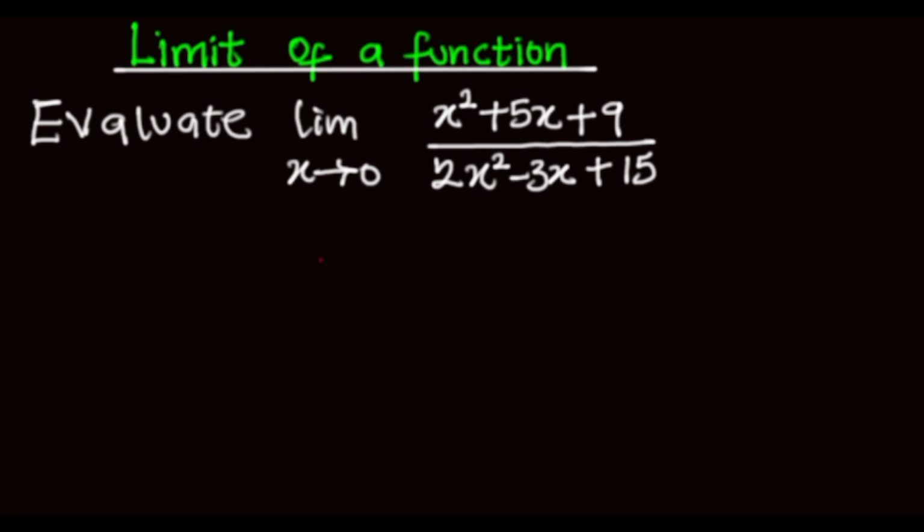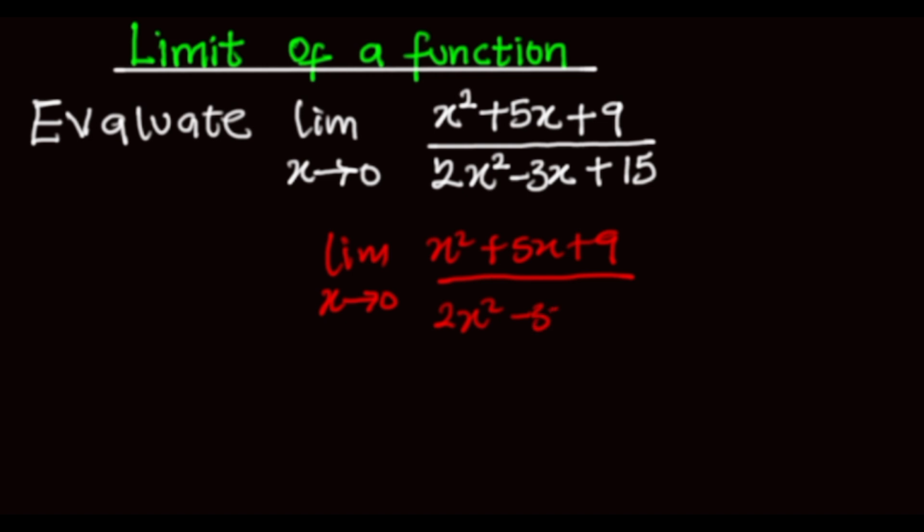So from the limit rule, I'm going to have the limit as x tends to 0 of x squared plus 5x plus 9, divided by 2x squared minus 3x plus 15. Then I'm going to take the limit of both sides, the limit as x tends to 0 of the first one, then the limit as x tends to 0 of the second one. Since I'm using direct substitution here, I don't need to waste my time, but just go ahead and replace all the values of x with 0, since it's a direct substitution.